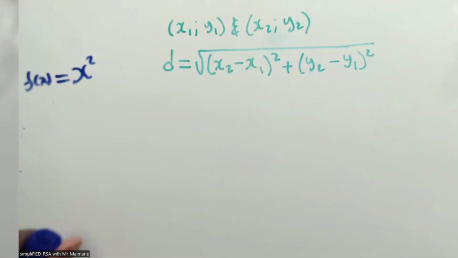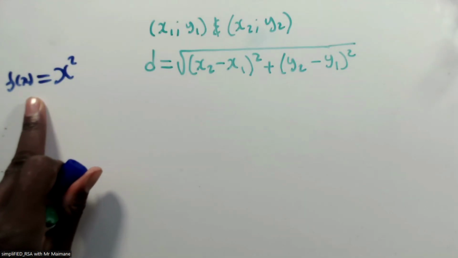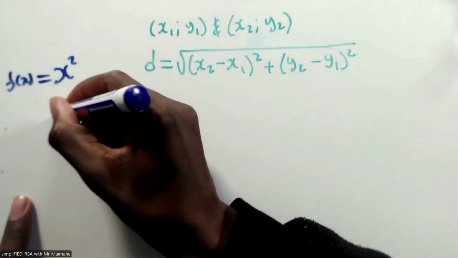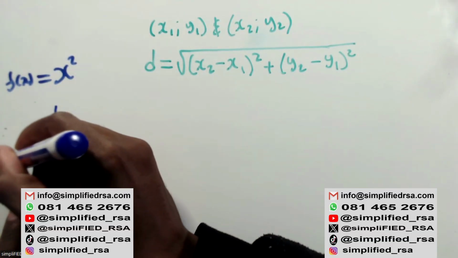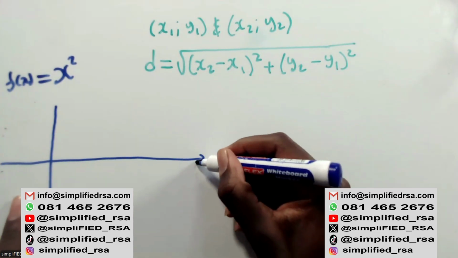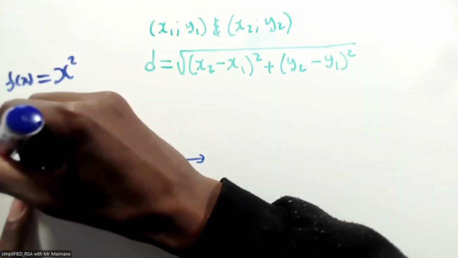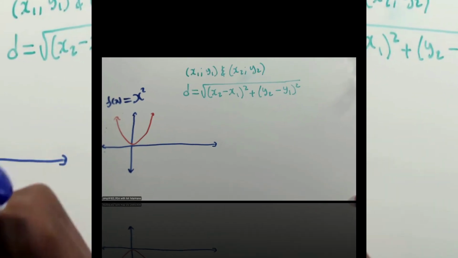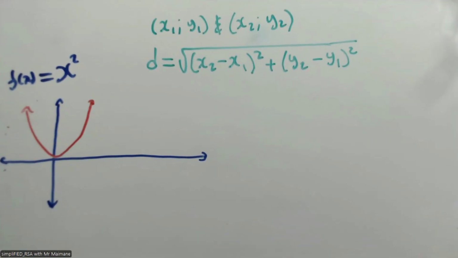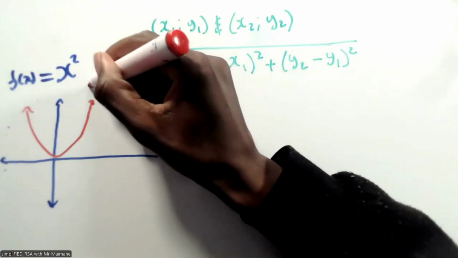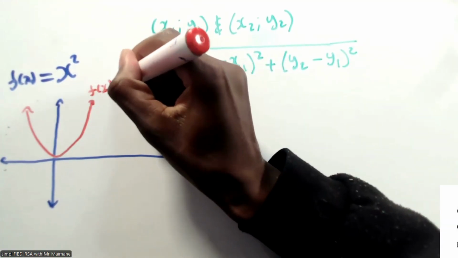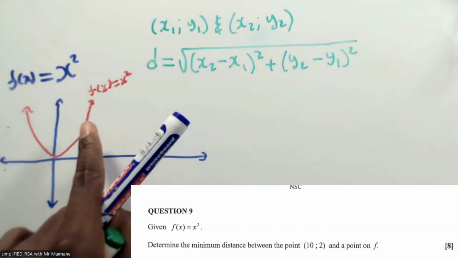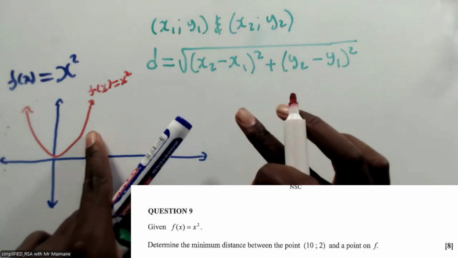So now we have our function f of x is equals to x squared. If I was to show how this would look like, it would be something of this form. I know that this is the function f of x is equals to x squared. So the function f of x is equals to x squared looks something like this.